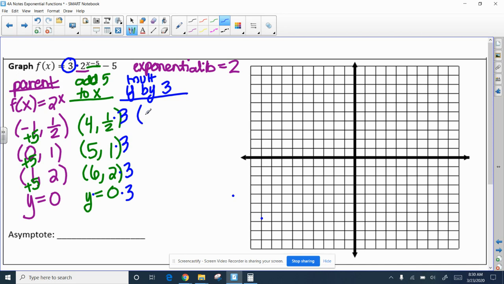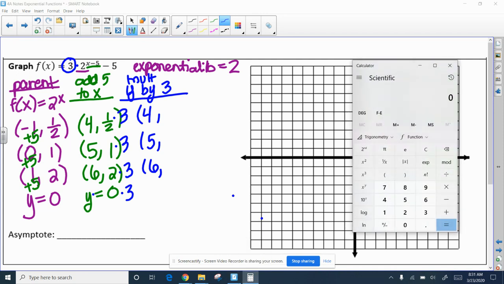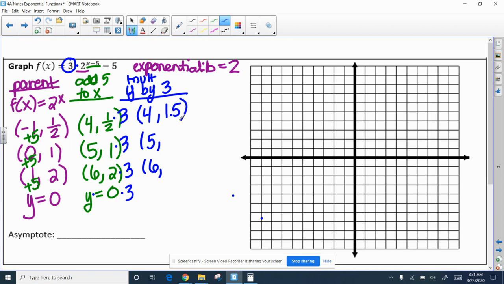Okay, so now my x values are still 4, 5, and 6. My new y values right here, 1/2 times 3. Since we're going to be plotting this, if it's helpful for you, you can make that a decimal. We know 1/2 is 0.5. Or you can also do it on your calculator like this. You have to do 1 divided by 2 in parentheses and then times 3. So 1/2 times 3, I'm going to write it as a decimal. I'm just going to use 1.5.